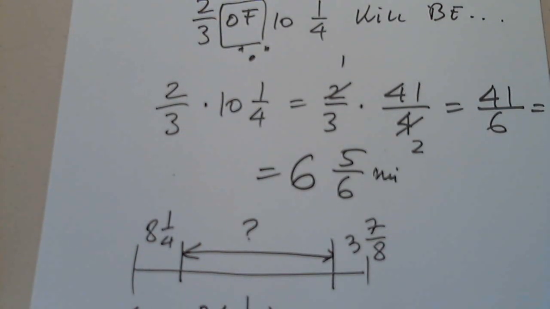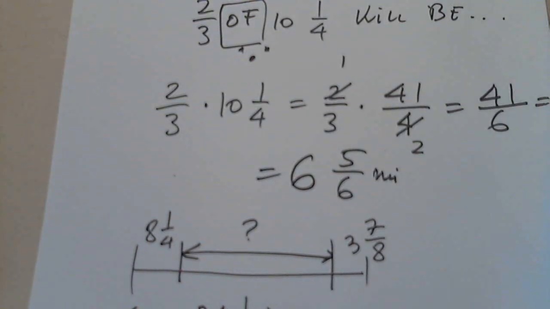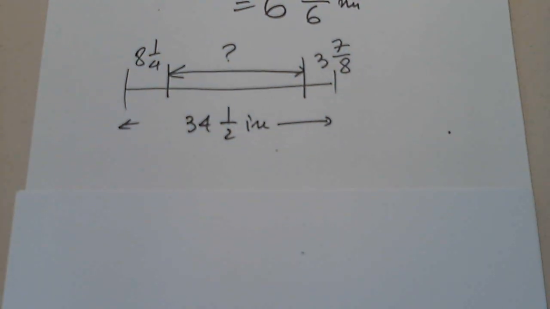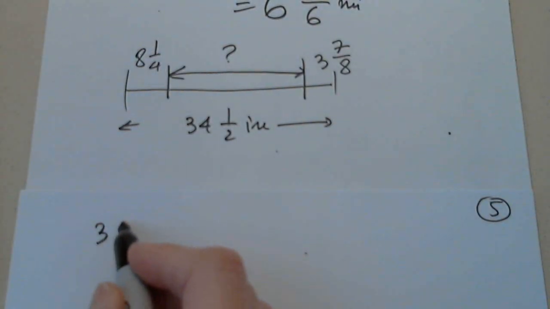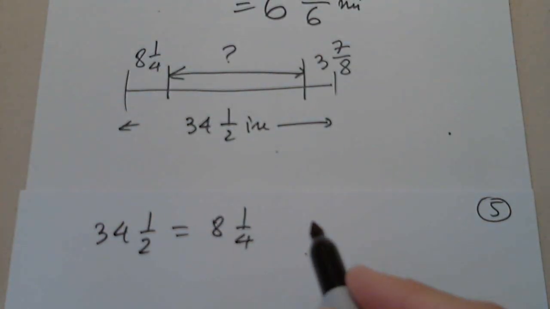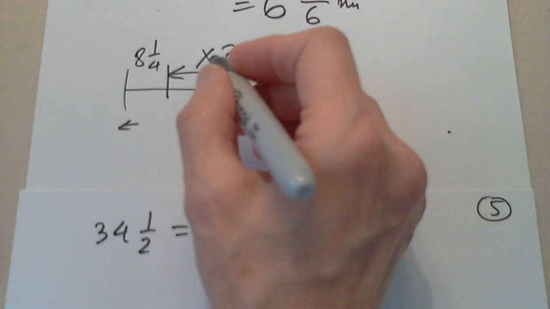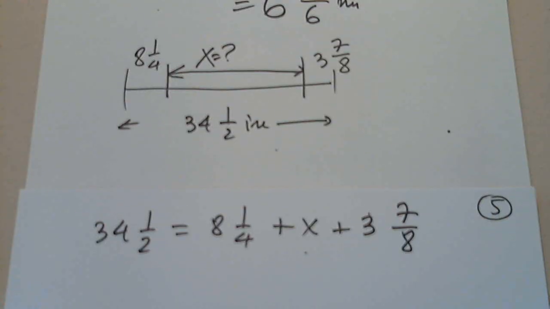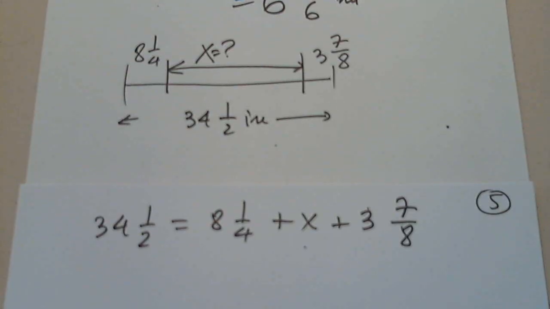In order to determine that piece, obviously, from the total I have to subtract these two, and I will get this unknown. So let's do that. Any questions so far? Anybody? So 34 1/2 will equal 8 1/4 plus x, I'm going to call this x, and plus 3 7/8.